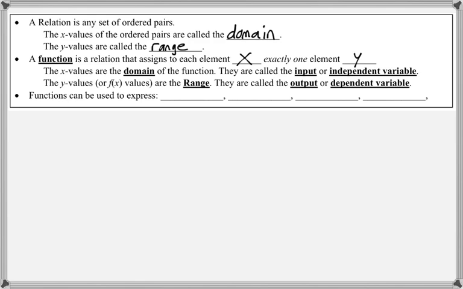So there's a lot of terminology here. Really, a lot of this is stuff that we've already seen. They're just calling it different things. Functions can be used to express equations, graphs, tables, and ordered pairs. All of these are mathematical things that we've seen before. Now we're just calling them functions, and they have slightly different terminology and notation, but most of it is things that we've seen before.